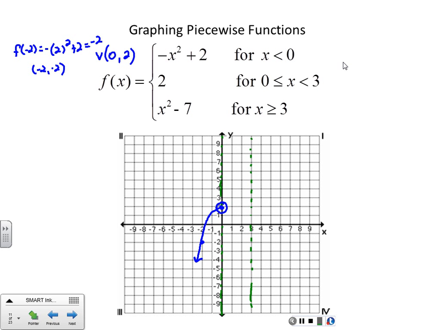I'm going to do a different color. I'm going to put this one in red. It's this. But this one can be equal to 0. So I close it in at 0, but it cannot be equal to 3, so I open it up at 3. So there's the middle graph.